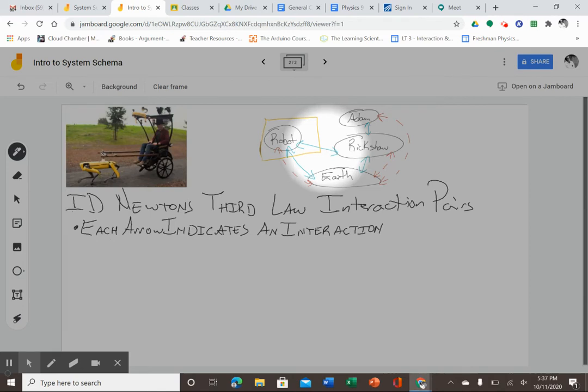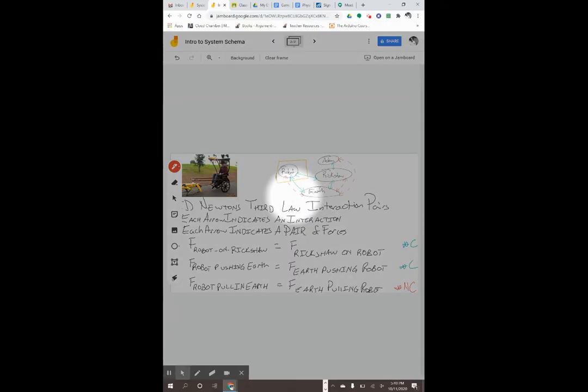Note, they're not all forces on the robot. So if there's one force from this interaction on the robot, one of the forces is on the rickshaw. One of the forces through this contact force is on the robot with the earth. The other one is the contact force, robot on earth. The earth gravitationally pulling the robot down, the robot gravitationally pulling the earth up. So these are all on different objects. So now these force pairs, these interaction pairs, are all identified.